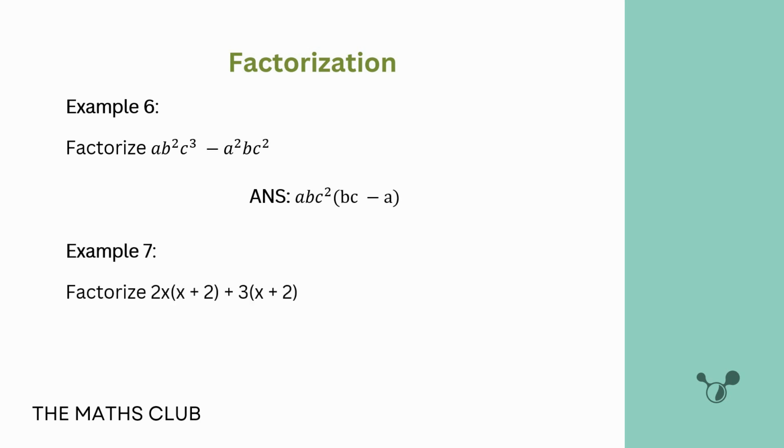Example 7 states that we have 2x open bracket x plus 2 plus 3 open bracket x plus 2. I want to factorize it. That means putting it inside 2 different brackets. I want you to pause the video and try this out yourself. Welcome back. Let's solve it together.